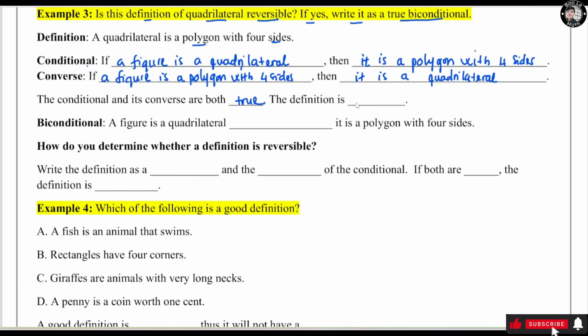The definition is reversible. So since the definition is reversible, the biconditional statement works, right? So we're going to say that a figure is a quadrilateral if and only if it is a polygon with 4 sides. Now, how do you determine whether a definition is reversible? We're going to write the definition as a conditional and the converse of the conditional. If both are true, then the definition is reversible, right?